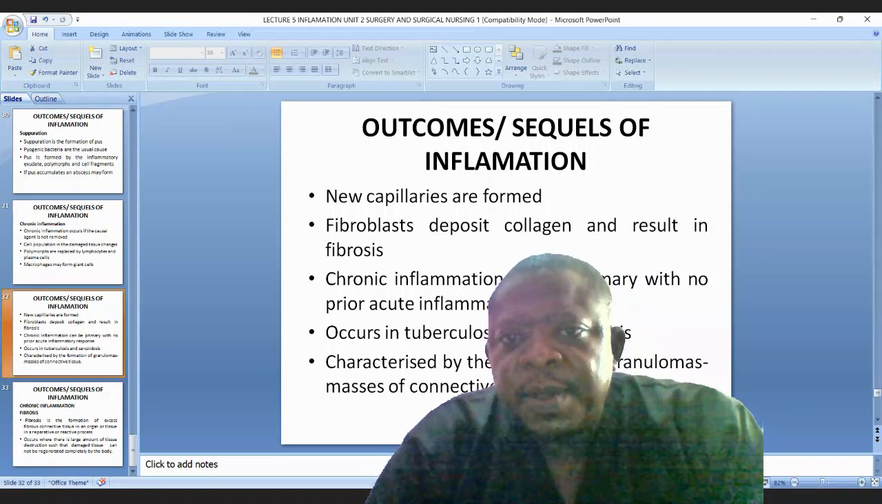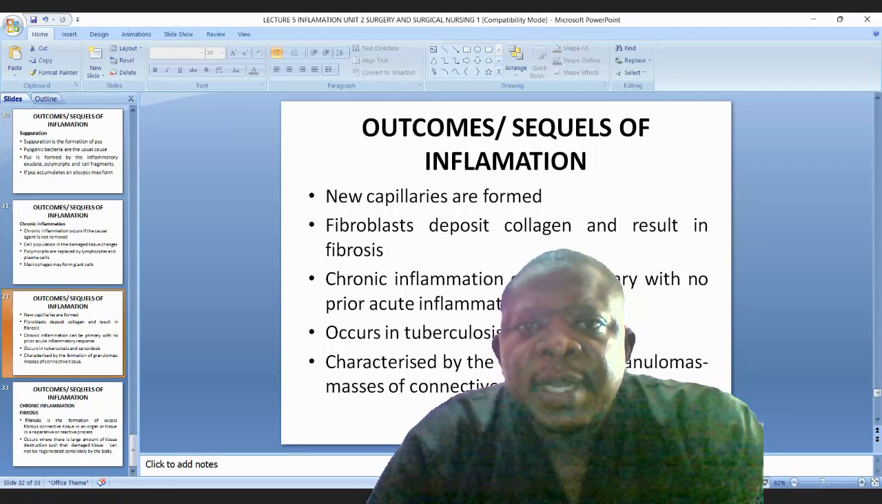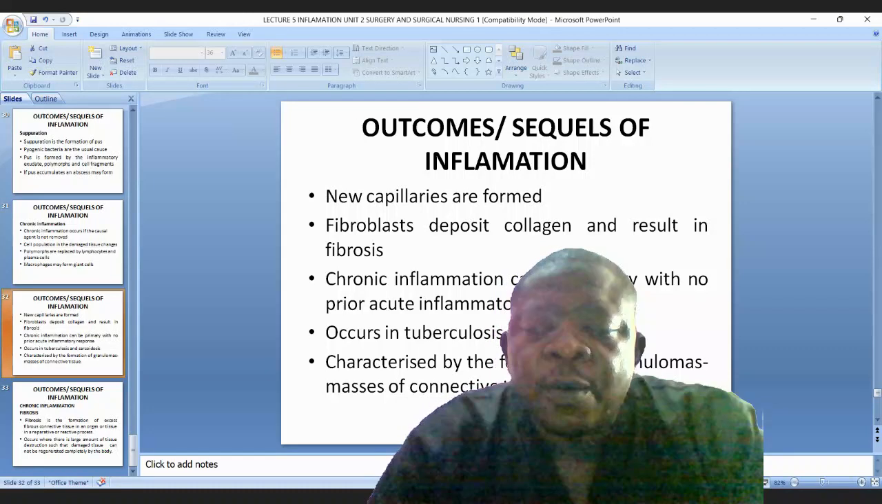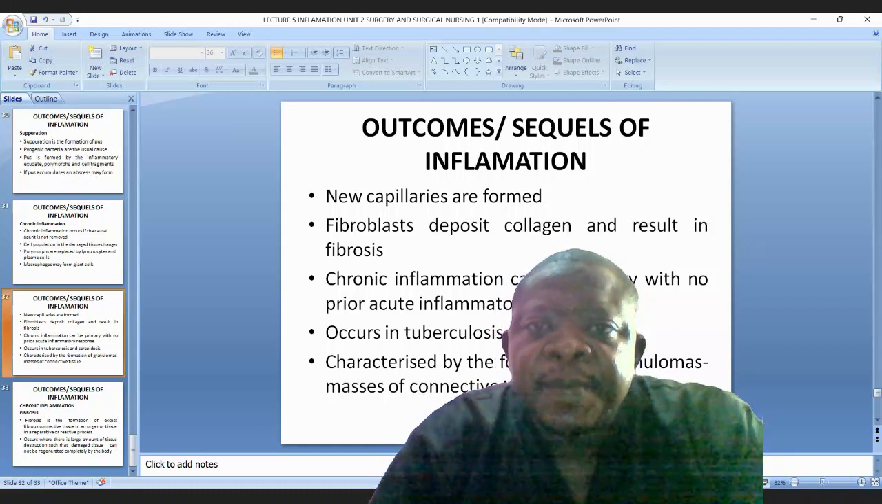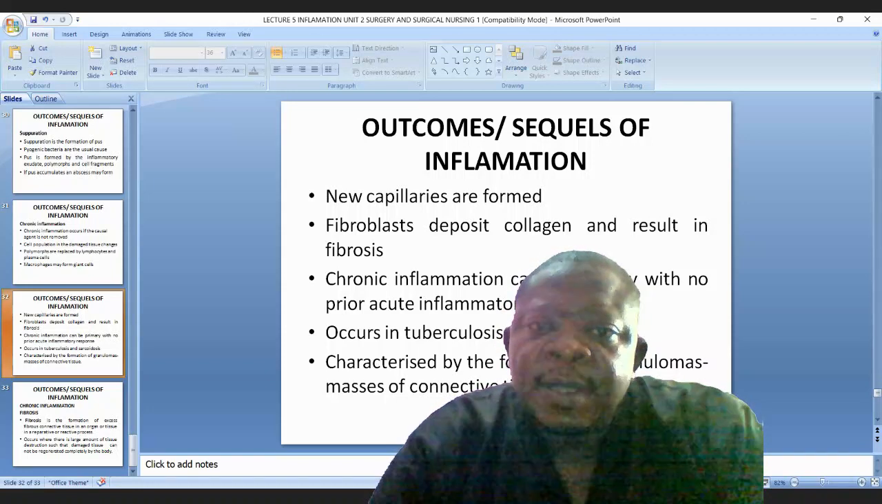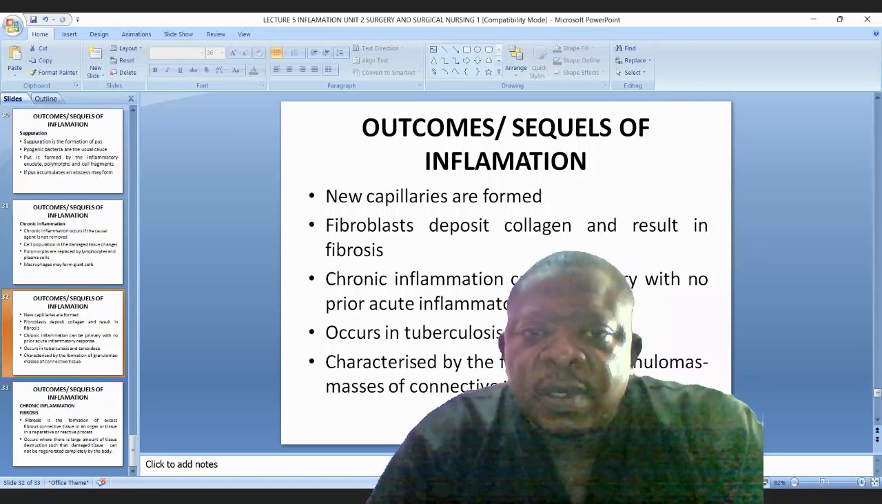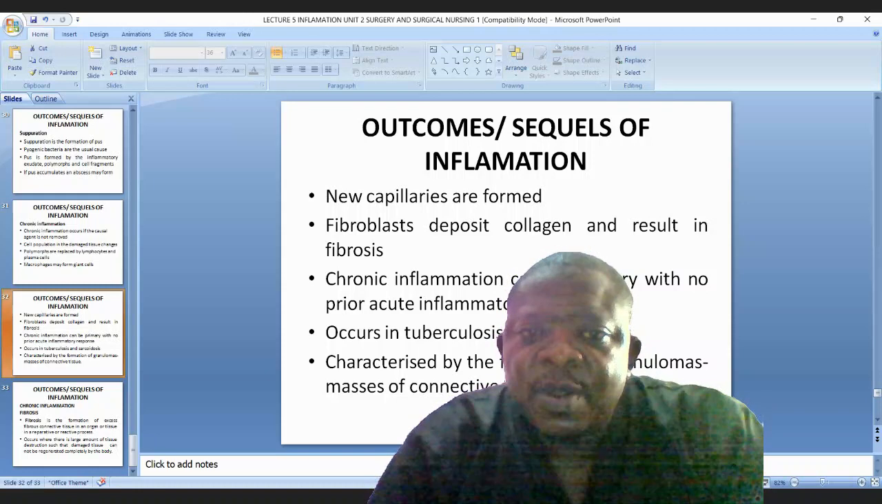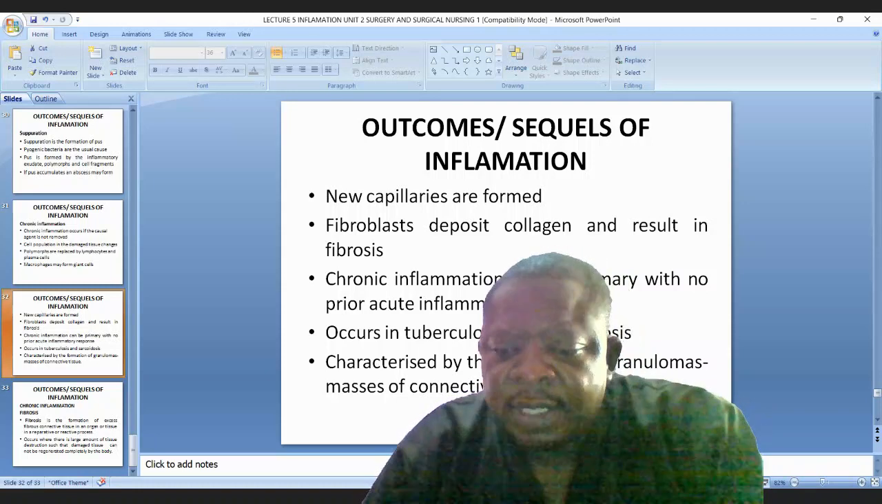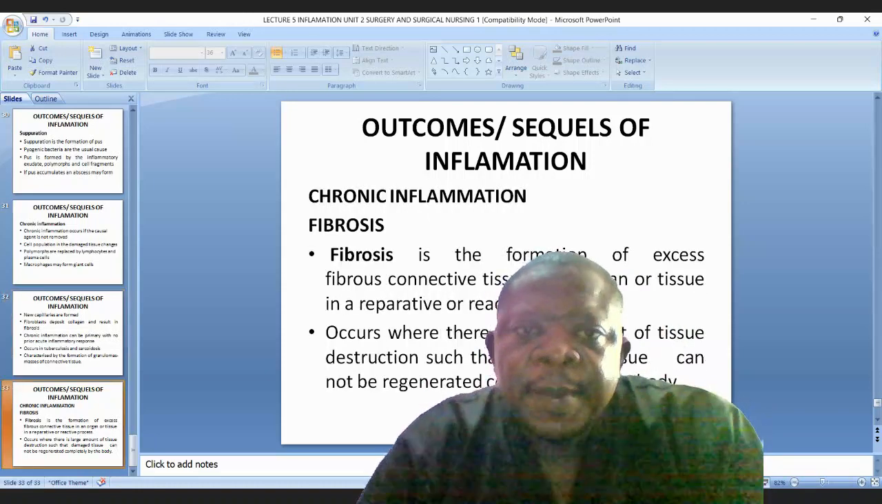Making this comparison, we looked at characteristics like causative agent, cells that are involved, and then onset, duration, and outcome. Then after this, we discussed the process of inflammation. We looked at the vascular response. Vascular response is just how the blood vessels respond to the area. At first there's vasoconstriction, then later there will be vasodilatation. That is the fashion in which it happens.